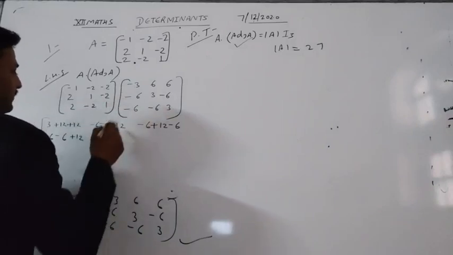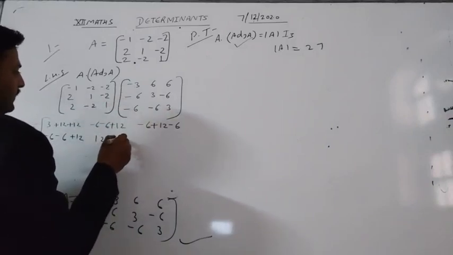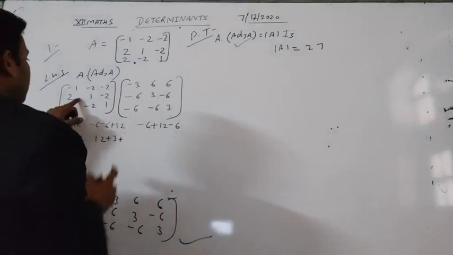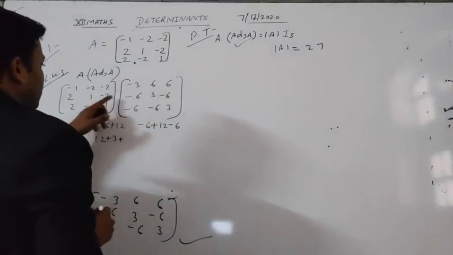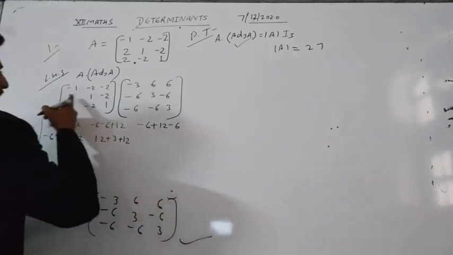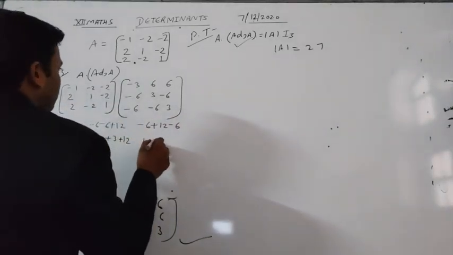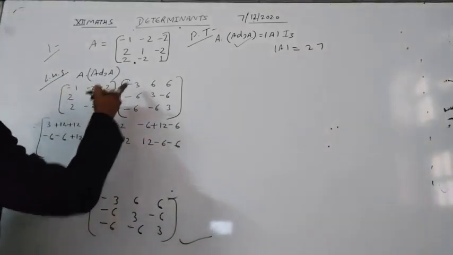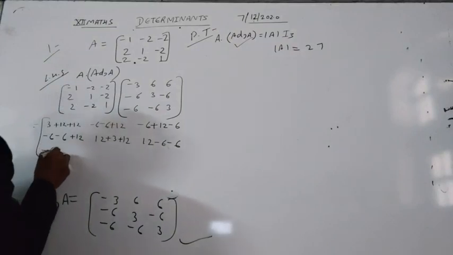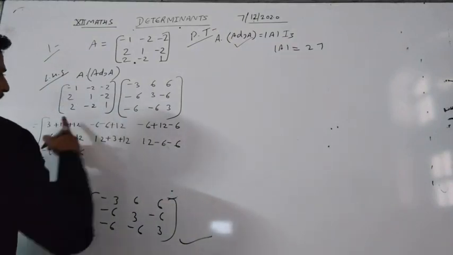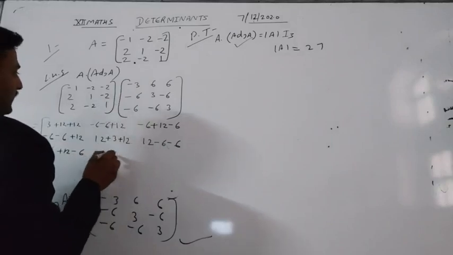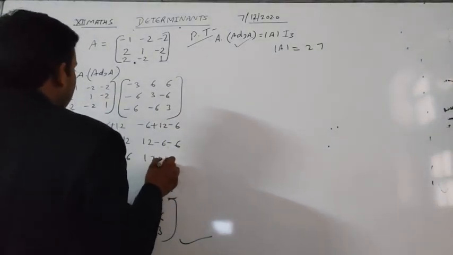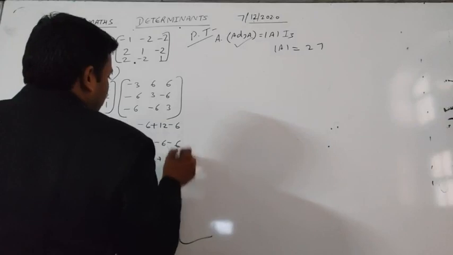Next, 12 plus 3 plus 2 and 3 and plus 12, and again this is 12 minus 6 minus 6. Now third is minus 6 plus 12 minus 6, 12, minus 6, minus 6 and 12, minus 1 is plus 12 and plus 3.